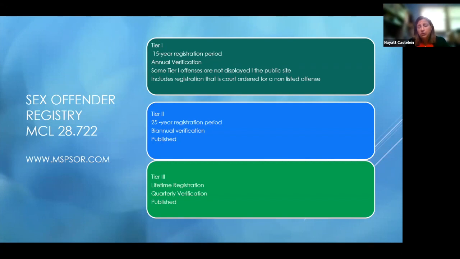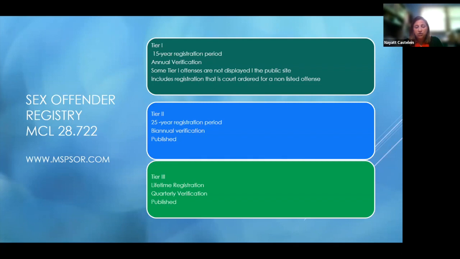For the tier 2 offenders, this is your 25-year registration period, biannual verification, and this is published. And I will get a little bit into what offenses would fall under what, but this is your mid-level tiering. And then that's your tier 3 offender, your lifetime registration offender, with quarterly verification.